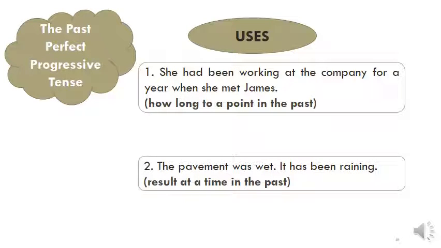Now we move to the past perfect progressive tense and to the uses. The past perfect progressive tense has only 2 uses. Let's see. She had been working at the company for a year when she met James. This shows that something happened at a certain period of time in the past. So the past perfect progressive expresses how long to a point in the past. So how long she was working in the company when she met this person. The second use, the pavement was wet, it has been raining. Result at a time in the past.